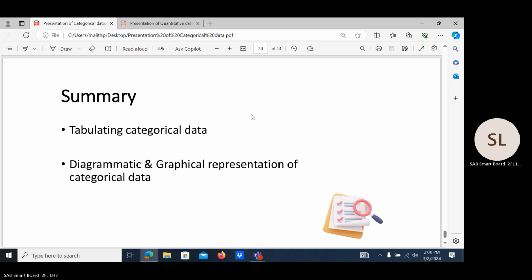we use diagrams or graphs. You studied different kinds of diagrams. When we have only one categorical variable, we use the simple bar diagram. When we have two or more categorical variables, we can move into the multiple bar diagram or subdivided bar diagram. When we need to represent the percentage value, we can use the percentage subdivided bar diagram.